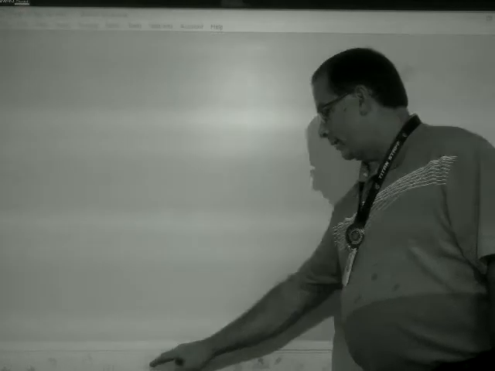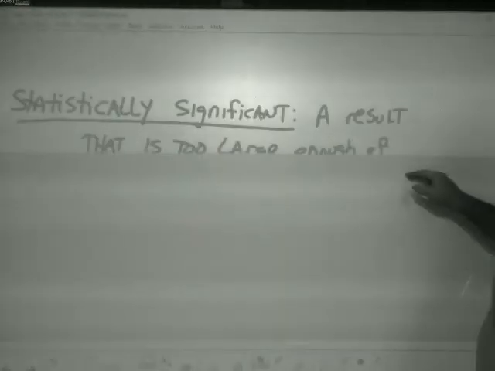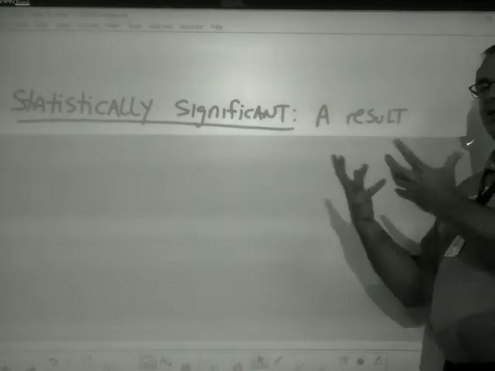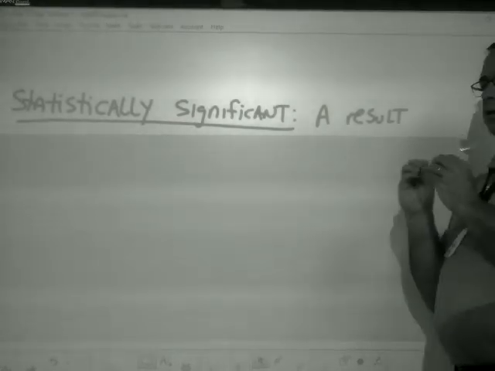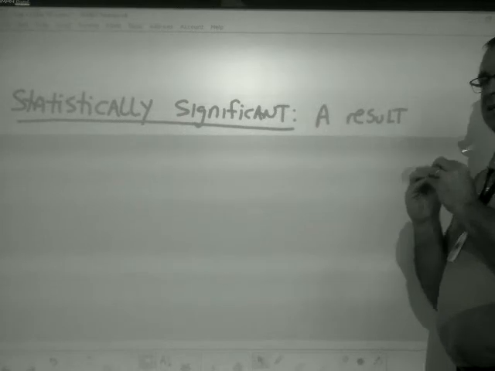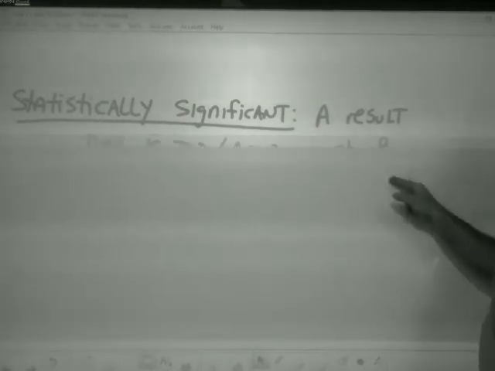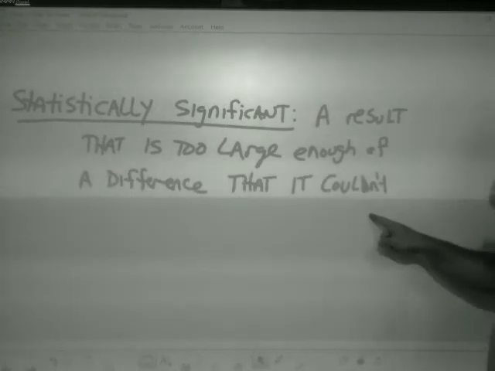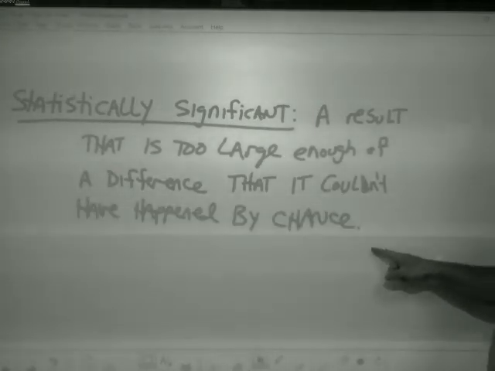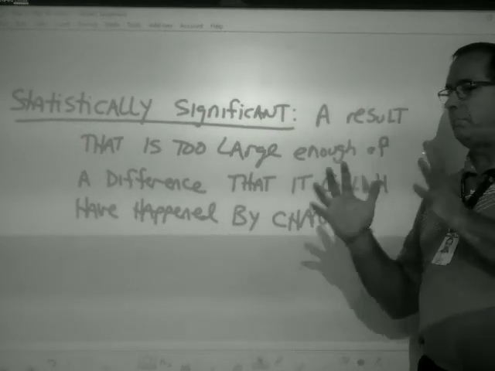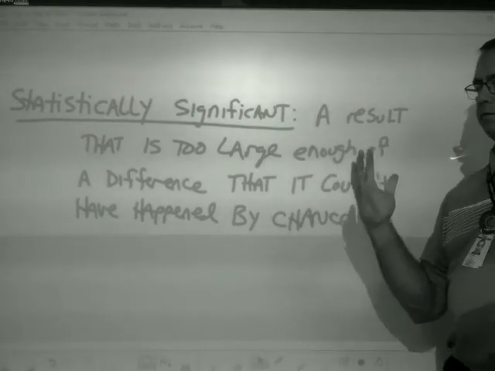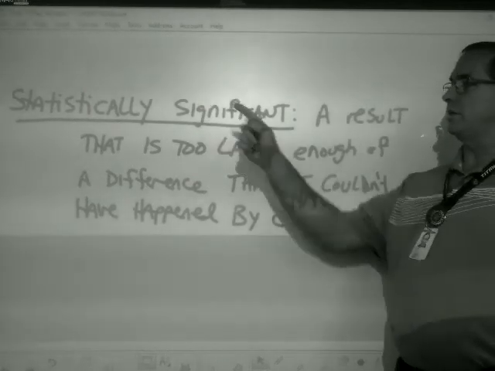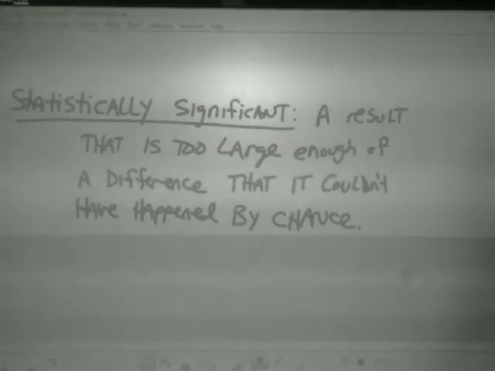Some more vocabulary. Statistically significant. There could be differences in your results, but for the difference to be statistically significant, the result has to be a large enough difference that it couldn't have happened by chance. It has to be a big enough change, a big enough difference that it just couldn't have happened by chance. If that happens, we say that those results are statistically significant.